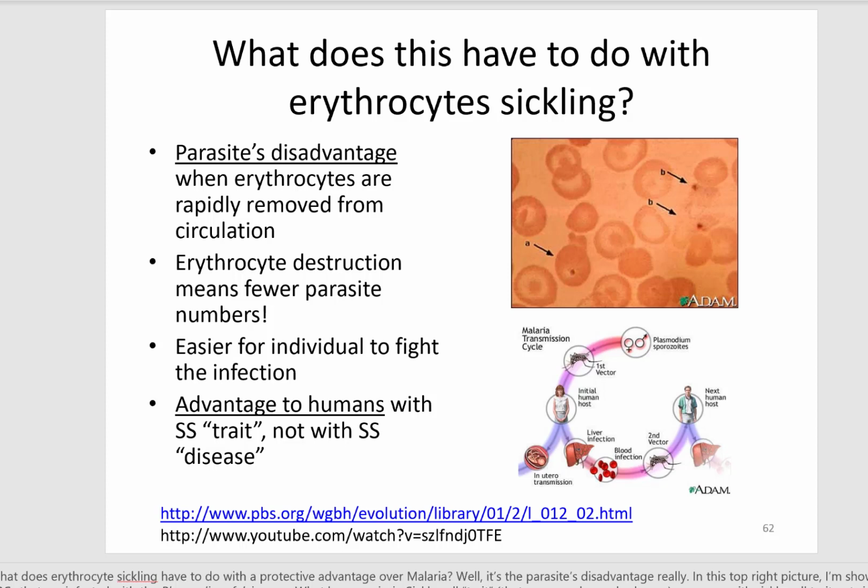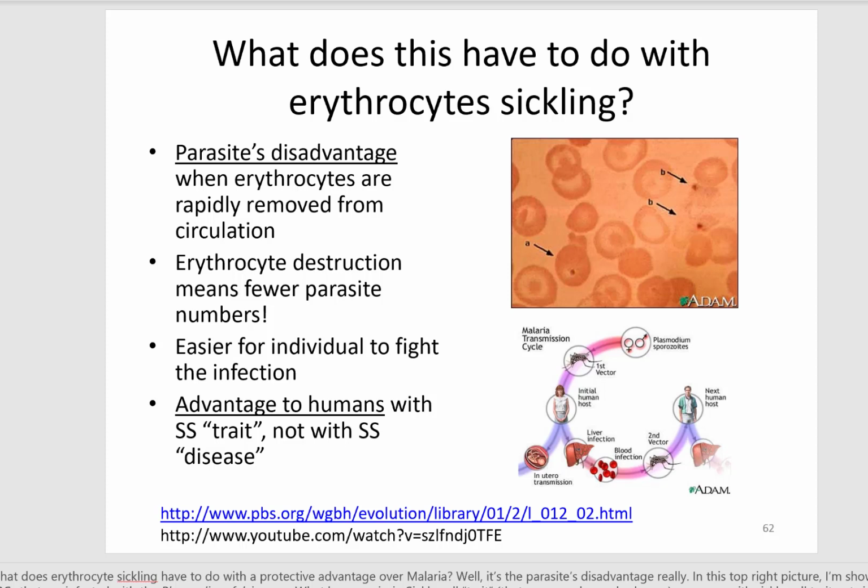What does erythrocyte sickling have to do with a protective advantage over malaria? Well, it's the parasite's disadvantage, really. In the top right picture, I'm showing you red blood cells that are infected with the plasmodium. In sickle cell trait, that means only one bad gene, a person gets infected with this Plasmodium falciparum, and the parasite actually consumes some of the oxygen within the red blood cell. It's actually perfect for its own demise. That's because as it's using the oxygen, that's going to cause the red blood cell to sickle.